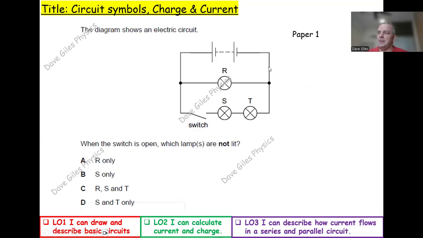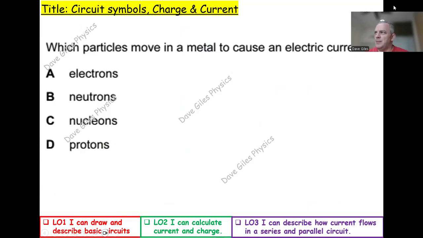Okay, so let's have a look at some past paper questions now, multiple choice. Now this one's actually a paper one, so this is from the core paper. When the switch is open, which lamps are not lit? So it's anything on this branch. So S and T will not light, but R will. So it is D, S and T only, but that is paper one. So this is the core paper. The rest now are paper 2.